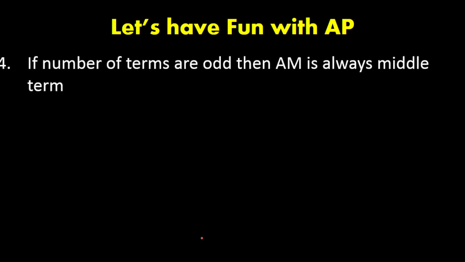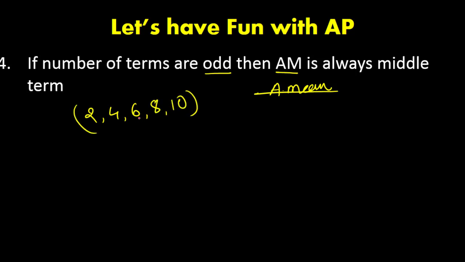Okay, so our fourth property is, if the number of terms are odd, then AM is always the middle term. What is AM? It is arithmetic mean, okay, average. If the number of terms are odd, okay, you take the same question, 2, 4, 6, 8, 10. If the number of terms are odd, then middle term is AM, arithmetic mean of these numbers. Mean means what? Add all these numbers and divide by total number of numbers, you will get the answer as 6. Okay, remember the middle term is always the mean term.